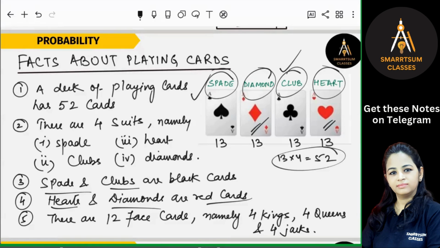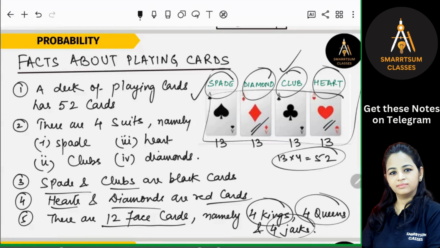For every suit, there are a total of 13 cards. In these 13 cards, there are 12 face cards, in which you have four kings, four queens, and four jacks. However, there are four aces also. As you can see here in the diagram, these are the four aces. So the value of ace is 1, then 2, 3, 4, 5, 6, 7, 8, 9, 10.